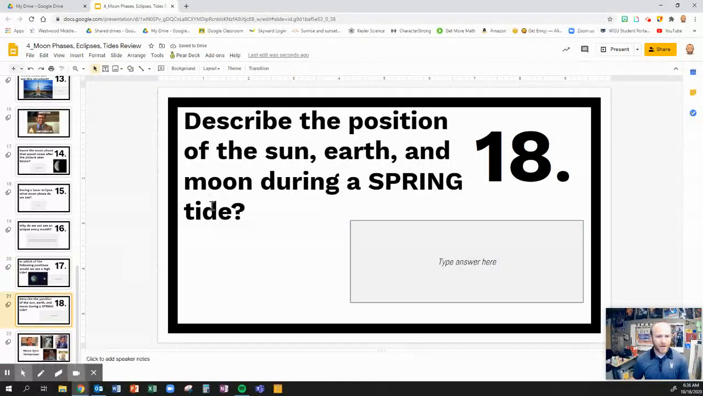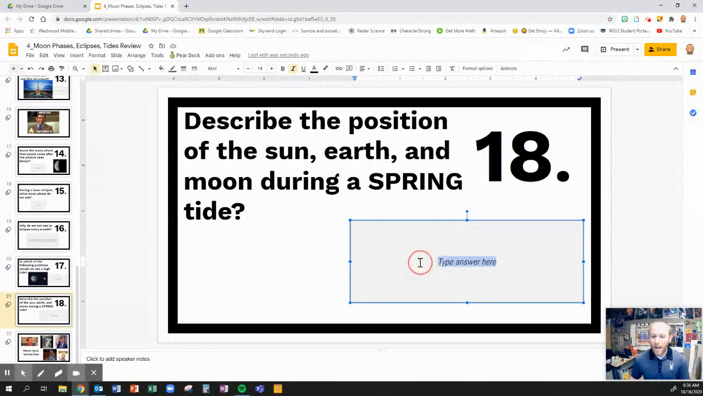All right, our last question here. Describe the position of the sun, Earth, and moon during a spring tide. All I'm looking for on this one is that the sun, the Earth, and the moon are all in a straight line. This could be a new moon or a full moon. If we look from the top, the moon, the Earth, and the sun are all in a straight line. That doesn't mean it's an eclipse, because the moon could be lower, but they're all in a straight line.